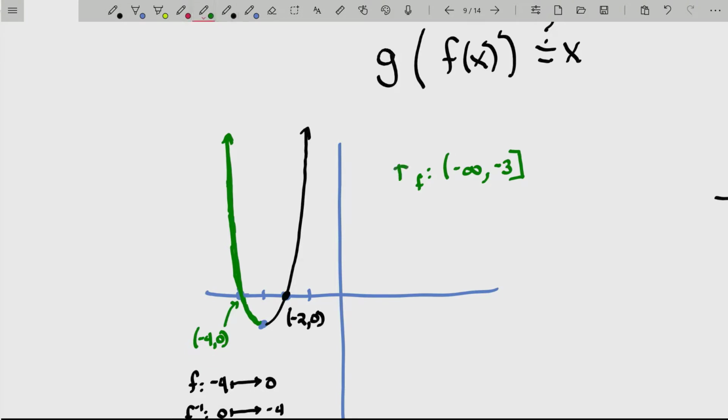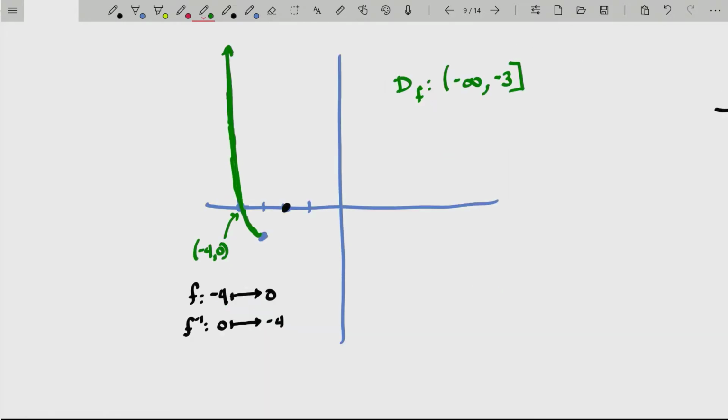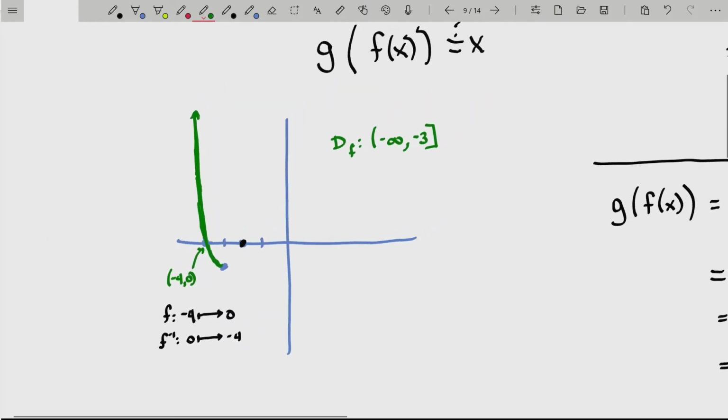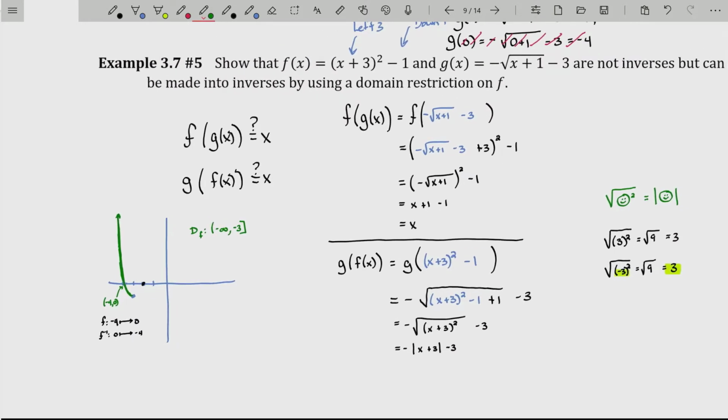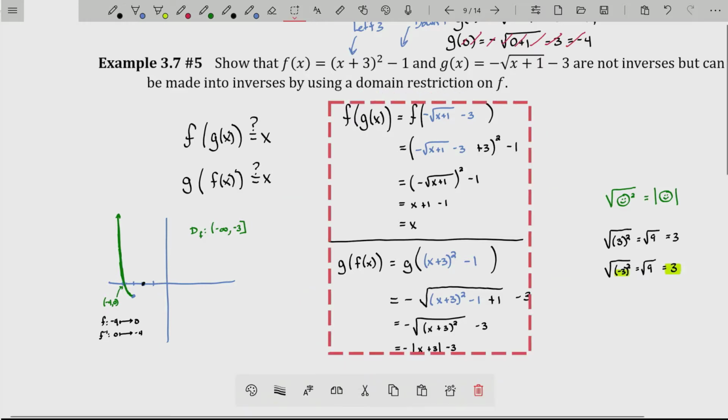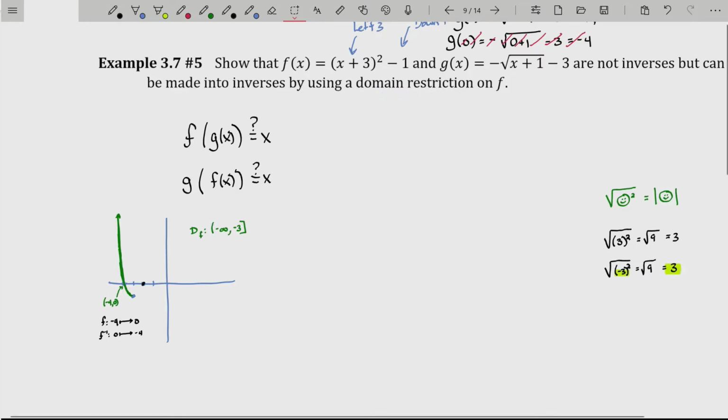Whoops, I wanted to keep the domain on there. But I'll erase all this other junk. And there is my domain restriction. All x values from negative infinity all the way up to negative 3. And if you want to check at that point, so again, I didn't even bother touching any of this stuff during this entire conversation.